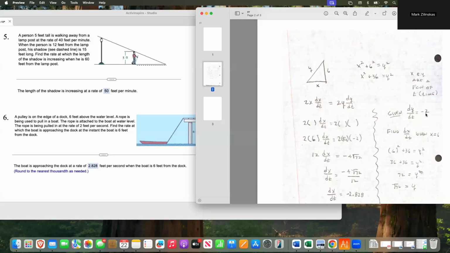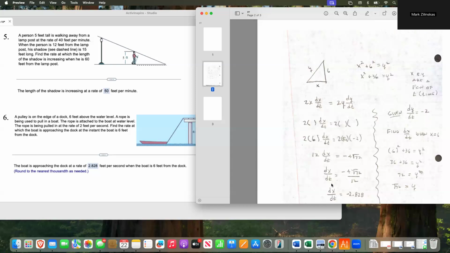Remember, they directly gave me the -2 for dy/dt. They directly gave me x equals 6. I had to do a little bit of work to find the y over here, so that was indirectly given in lieu of the other information here.